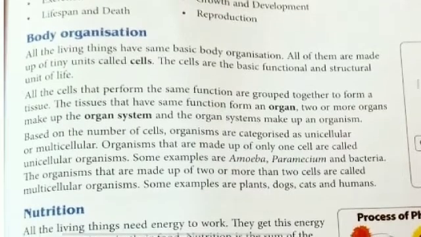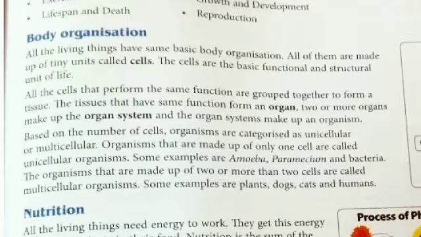Based on the number of cells, organisms are categorized as unicellular or multicellular. Uni means one. Multi means too many, or many. So unicellular means made up of one cell. Multicellular means made up of too many cells, more than 2.